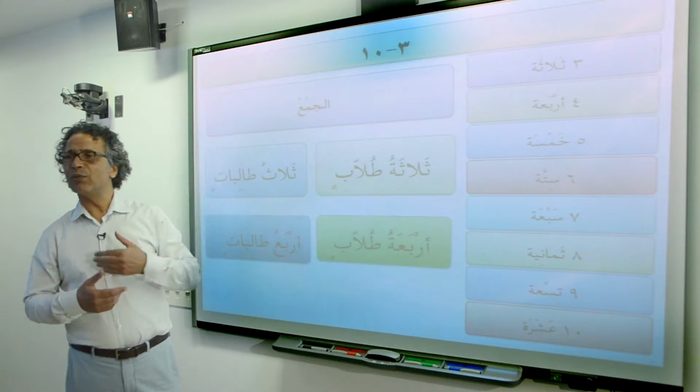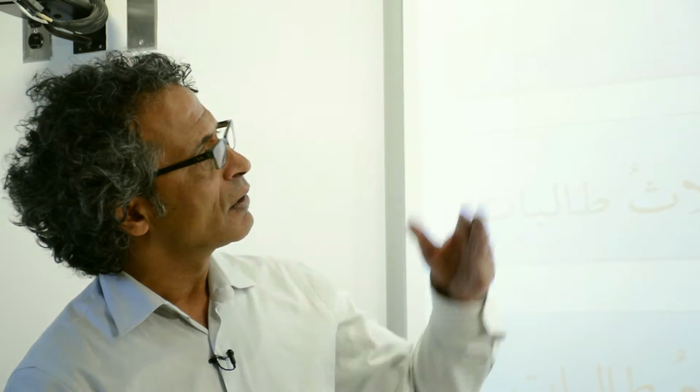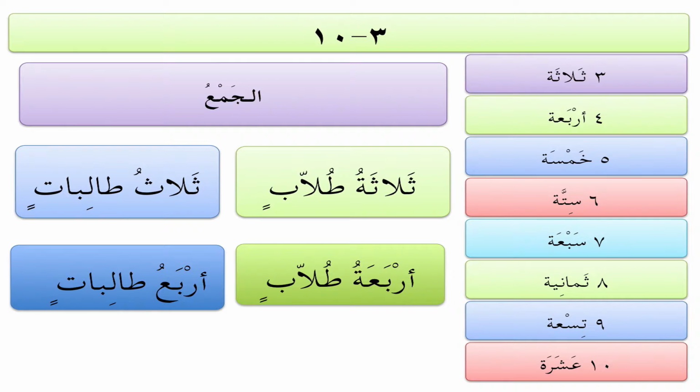And then we looked at 3 to 10, right? 3 4 5 6 7 8 9 10. وقلنا الجمع, and we gave these two examples. 3 طلاب، 3 طالبات. 4 طلاب، 4 طالبات. And the rules, as you will see, that we looked at before are these.